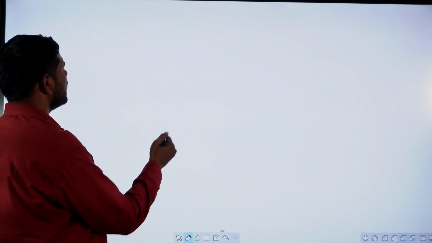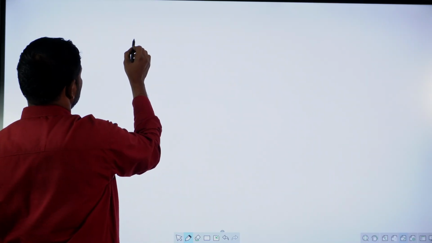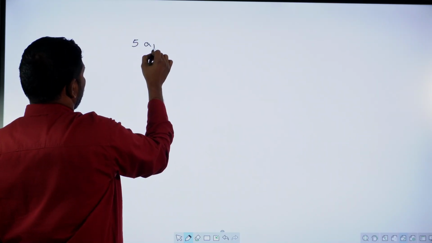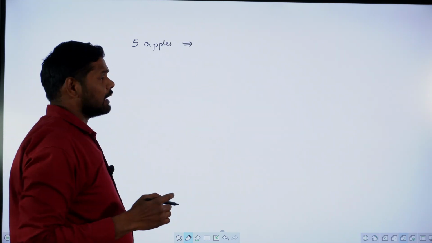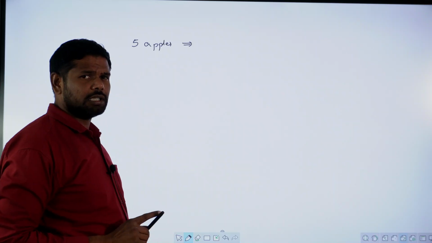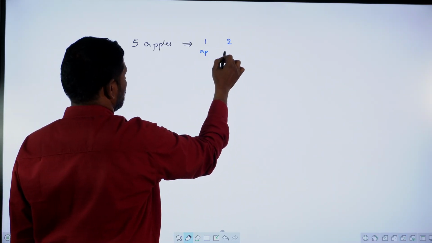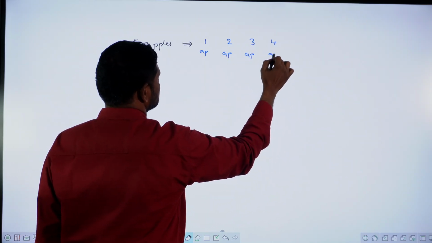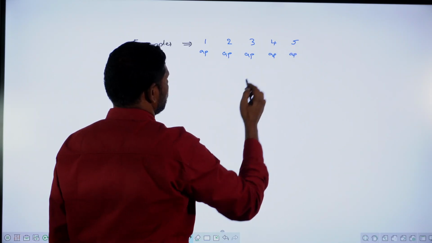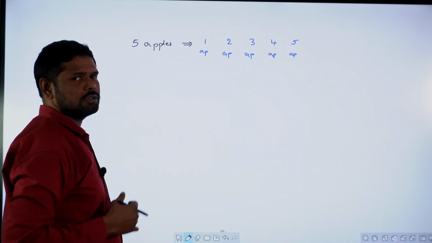Now, some selection. Suppose 5 apples are there. How many ways can we select from those 5 apples? Just observe here. I can pick 1 apple, 2 apples, 3 apples, 4 apples, or 5 apples at a time. All are identical.